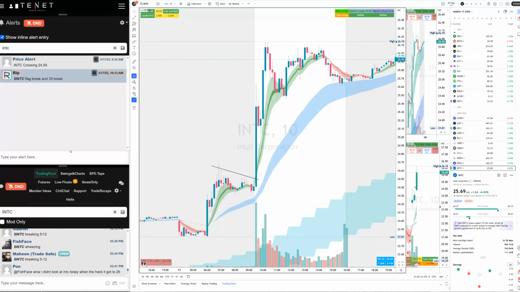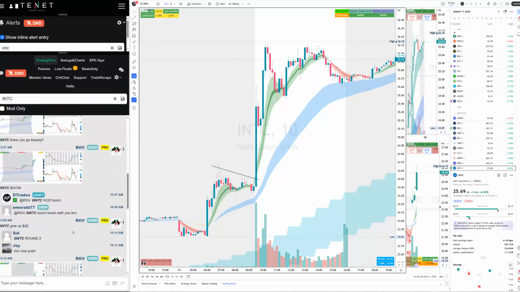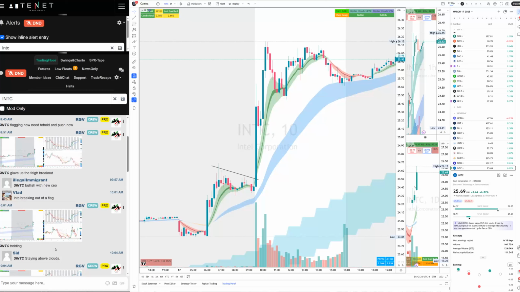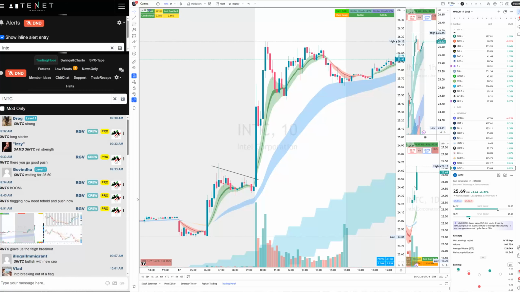You can see RGV guiding everybody, and the whole community was trading on INTC. D trades was on top of it. Pretty good setup there to trade as well on INTC. You just have to be ready in the pre-market with these.